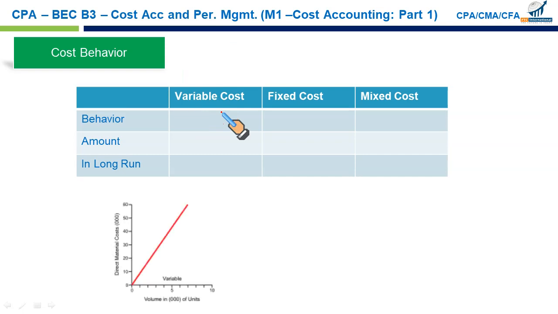So if you represent it graphically, it would be something like this. If your volume is taken on the x-axis, and the variable cost is taken on the y-axis, like in this case direct material, as you produce more units, the direct material cost will go up. You produce fewer units, your direct material cost will go down.